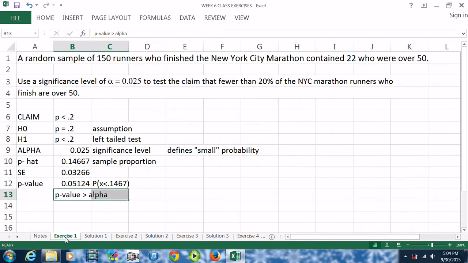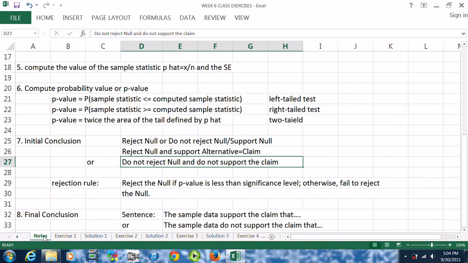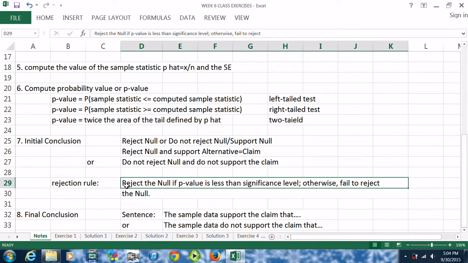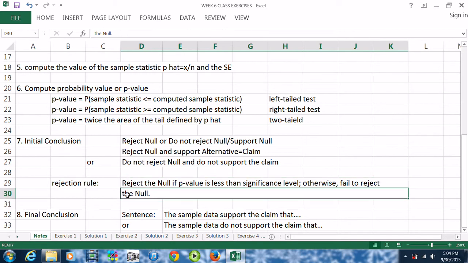It's probably a little easier to just think you're either supporting the null hypothesis or you're supporting the alternative hypothesis. When your p-value is bigger than alpha, you support the null hypothesis. When the p-value is less than alpha, you will support the alternative hypothesis, which is the claim. So if the p-value is bigger than alpha, support the null hypothesis. If the p-value is less than alpha, support the alternative hypothesis or the claim. So if the p-value is less than the significance level, reject the null and support the alternative. Otherwise, fail to reject the null, or support the null.